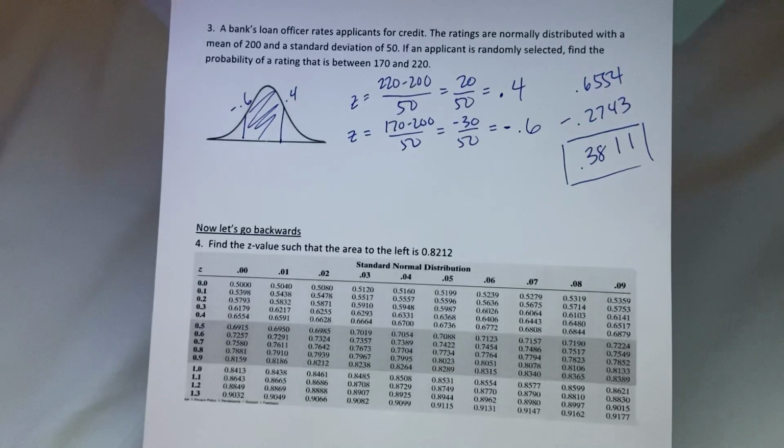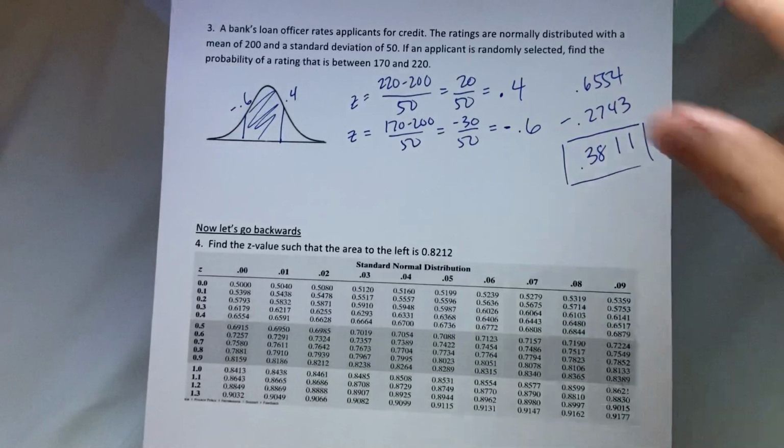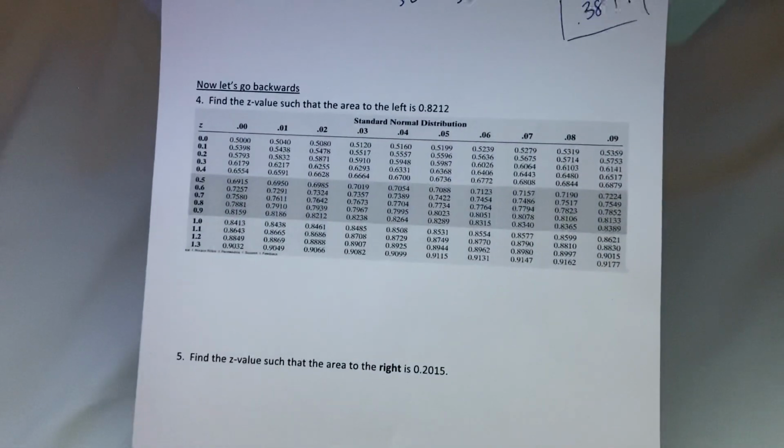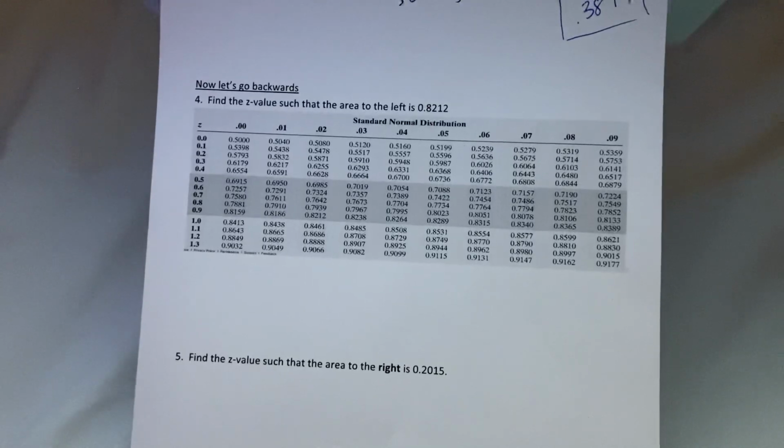Now, all of these, we took values, turned them into z-scores, and got an area. But what if you want to go backwards? What if you want to take an area and go back to the actual score? Well, let's try this. Find the z-value such that the area to the left is 0.8212.